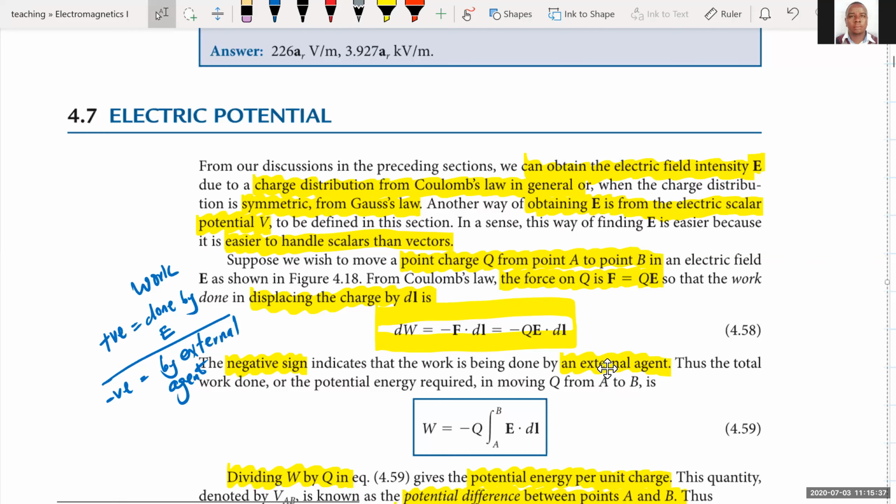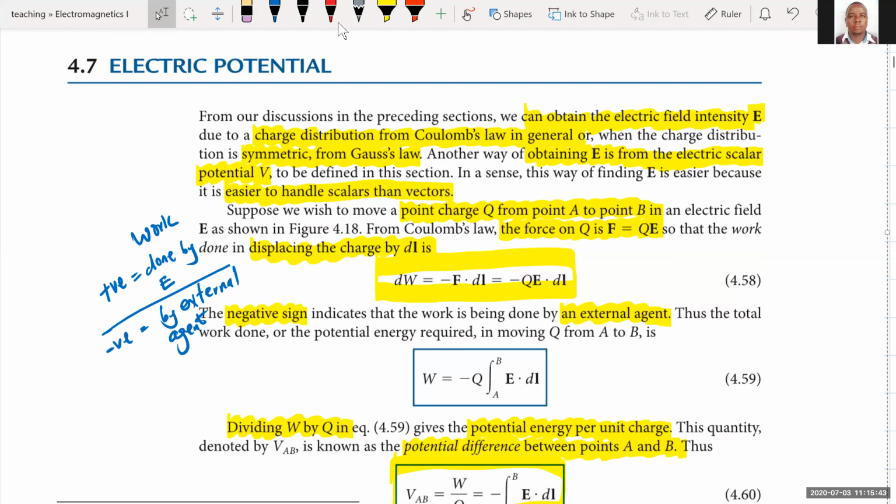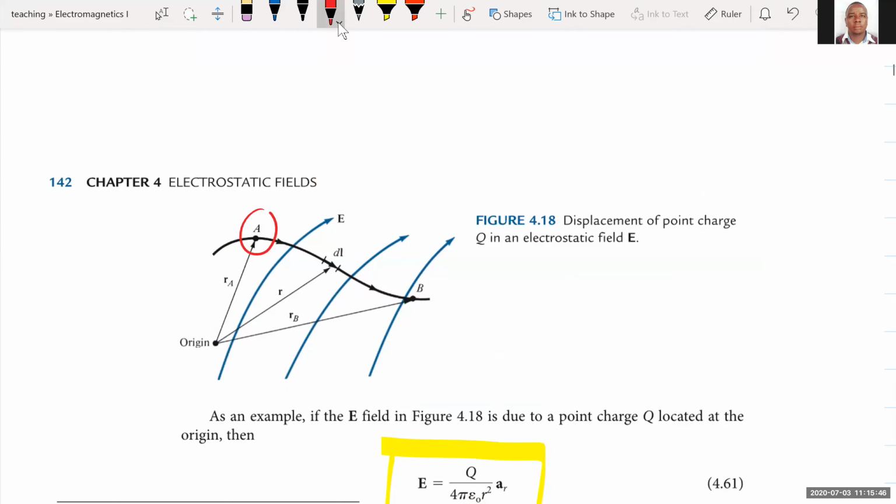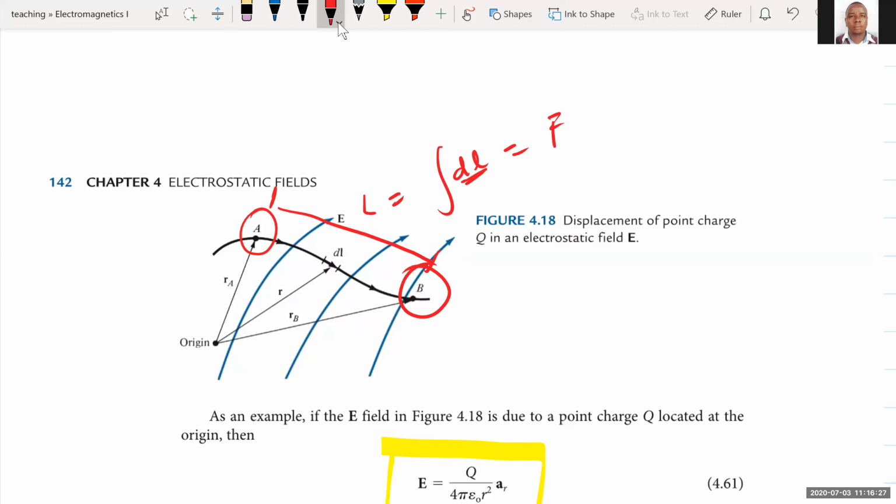Again, for the sake of getting this point, we can say that you have your point A, you want to move the charge to point B, and the displacement is L, which is made up of many elemental lengths dl. Therefore the work that is done in moving the charge from point A to point B is simply going to be given by the force times the length L.